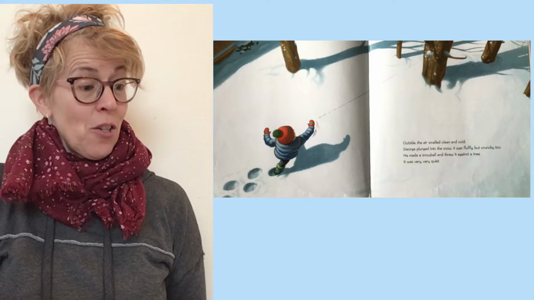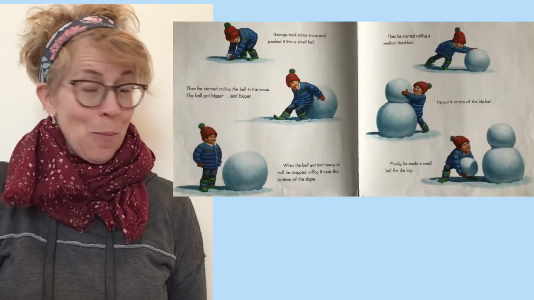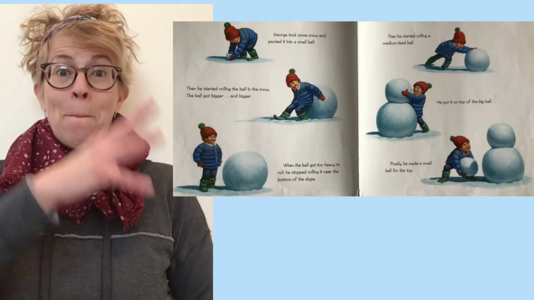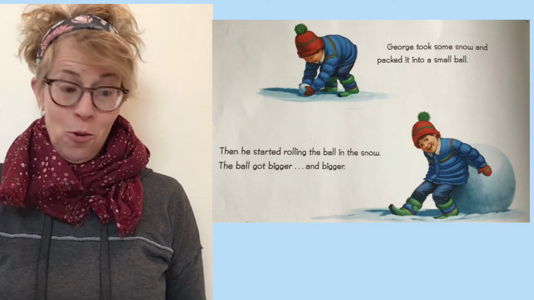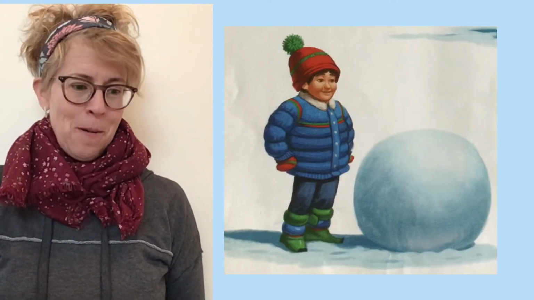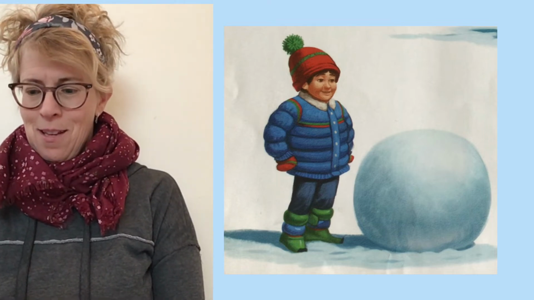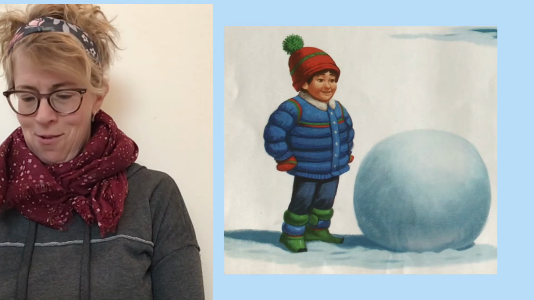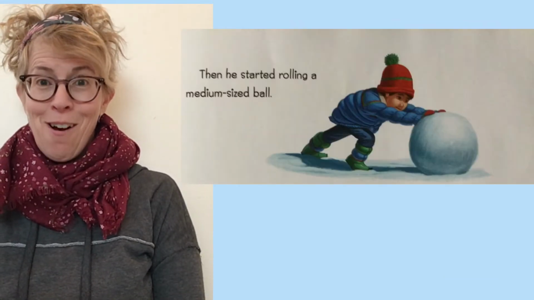George took some snow and packed it into a little ball. Then he started rolling the ball in the snow, and the ball got bigger and bigger. When the ball got too heavy to roll, he stopped rolling it near the bottom of his slope. Then he started rolling a medium-sized ball. He put it on top of the big ball. Finally, he made a small ball for the top.